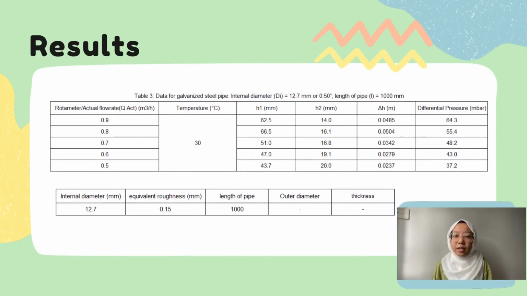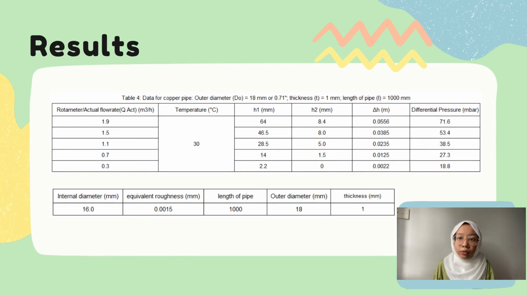So the next part is the result of this experiment. For table 3, this is the data for galvanized steel pipe, which has an internal diameter of 12.7 mm and length of pipe of 1000 mm. Then, from this experiment, we can get the values of H1 and H2. From these values, we can calculate the value of delta H by using the formula H1 minus H2 divided by 1000. This is because the value of delta H is in meters.